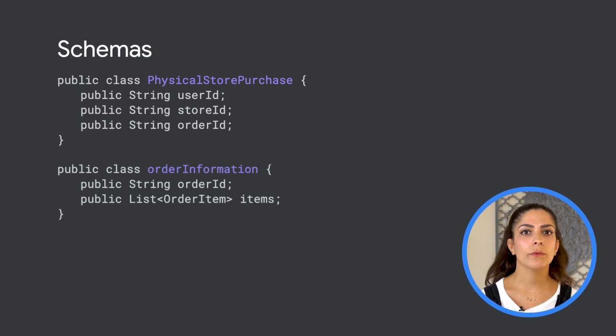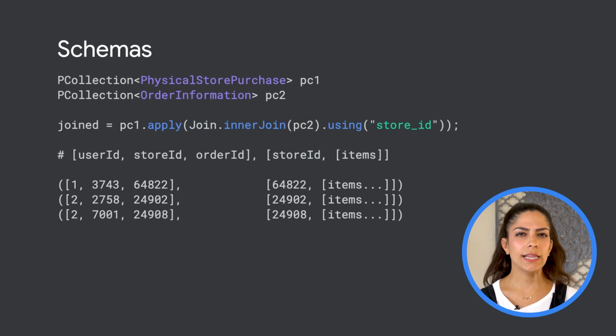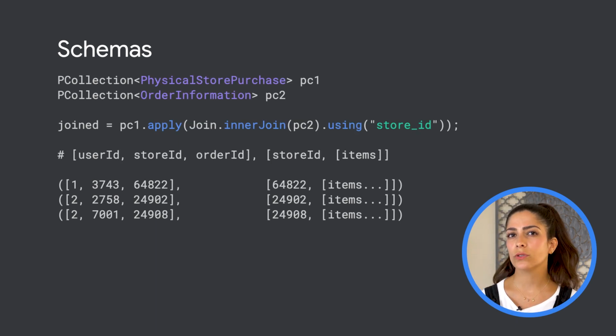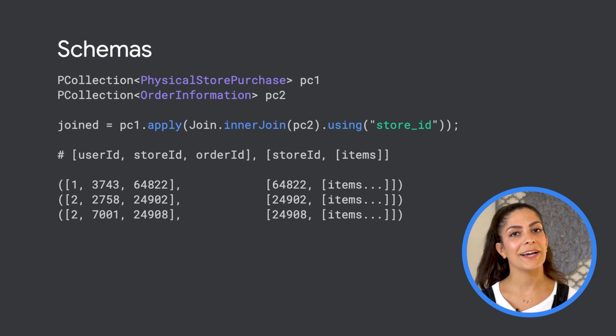We can combine that with a schema for orders, which will also include the order ID as well as the products they purchased. Joining these together using order ID as the key will return rows that contain all the information from each collection, which is perfect for further processing. We'll have a link in the description for more information about schemas and how to use them.